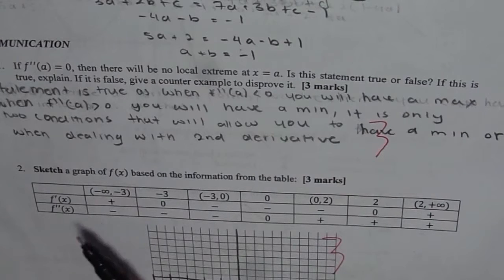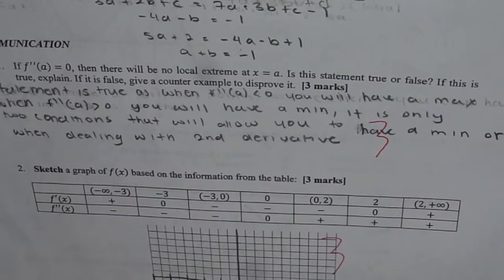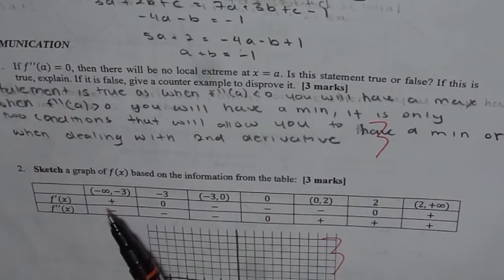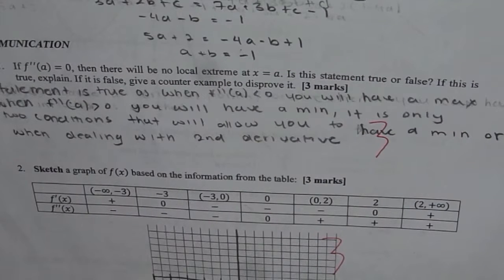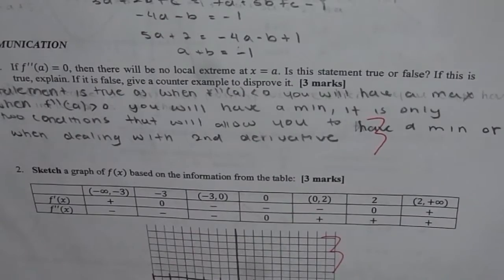The second part is sketch the graph of f of x based on the information given in the table. So you can copy this information. In different intervals, we are given the value, whether it is positive, 0 or negative, for first derivative and second derivative. From there, you need to sketch the graph of the function, right? Now, let us discuss the first one in this particular video.